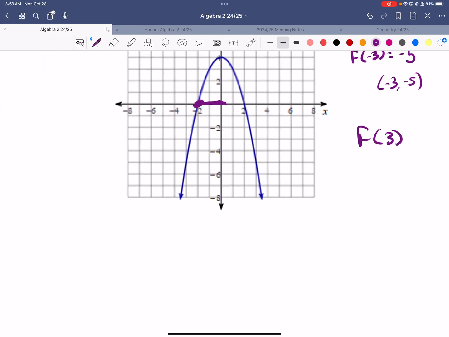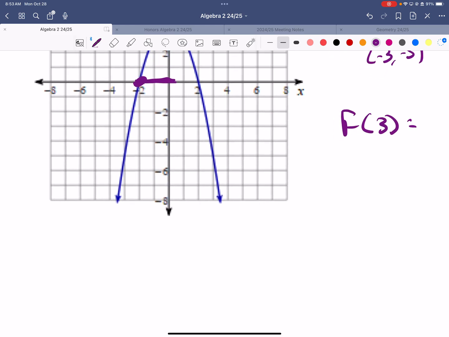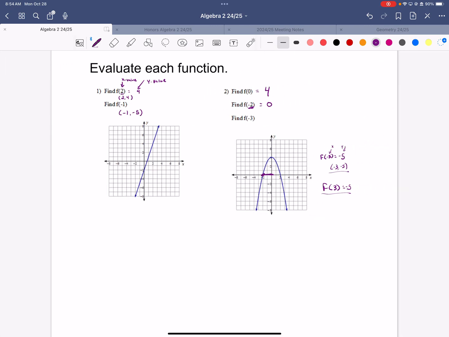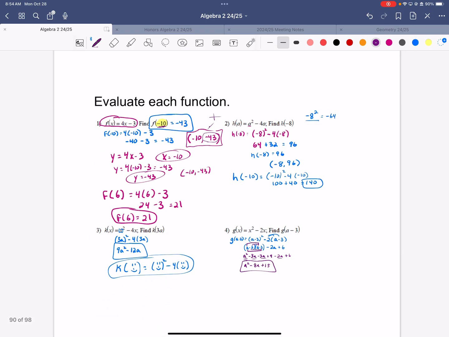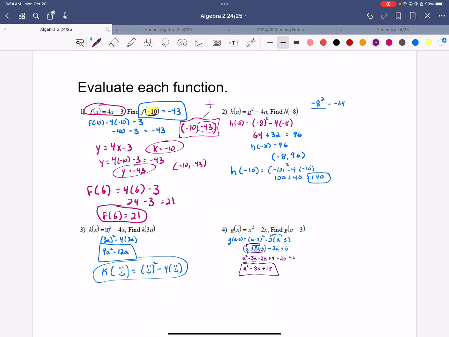What's f of 3 on that graph? If I go to 3, I draw down, it's right there. That's still the point -5, right? Can you evaluate functions whether they're on a graph or written out? It's not so bad, right? Okay. This chapter deals with functions. We'll start this tomorrow.